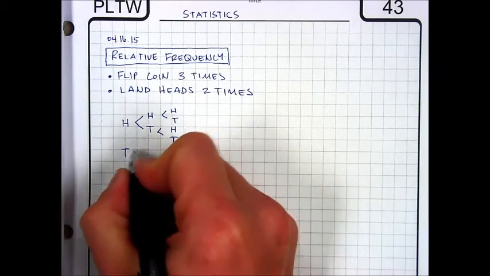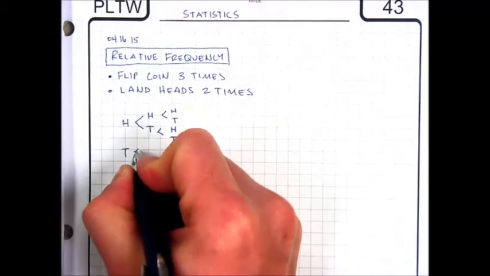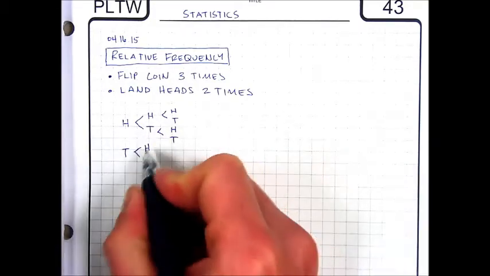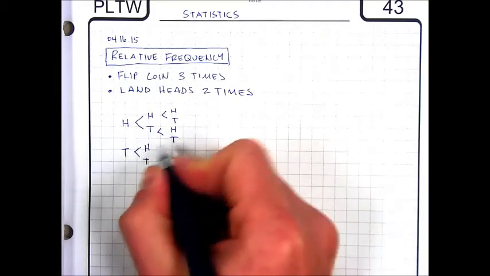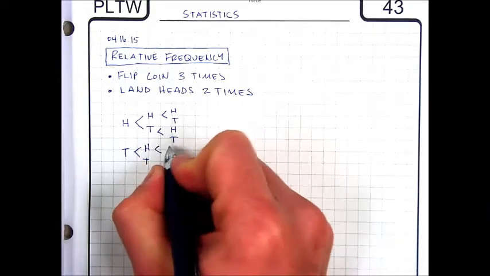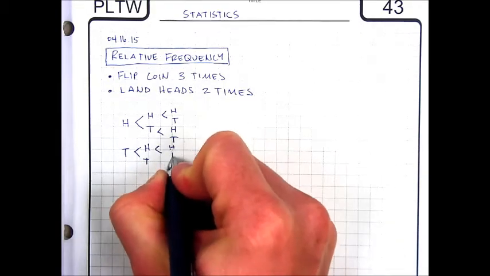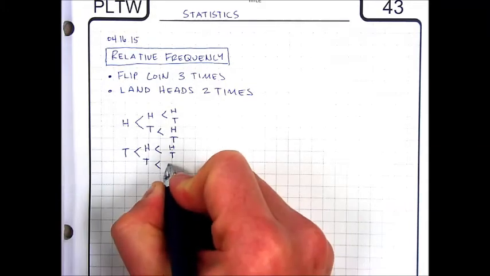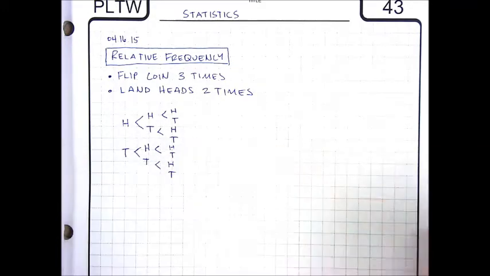Now, if we got a tail on the first flip, on the second flip, again, you can imagine the options: we can get a head or a tail. And if we got a tail and then a head, we can either get a head or a tail again. If we got a tail on the second flip, we can get a head or a tail.